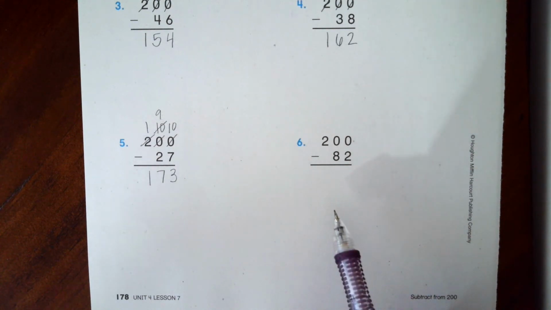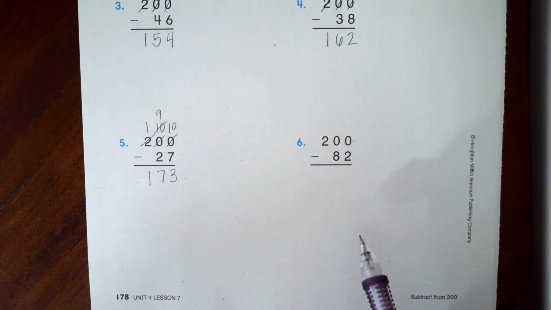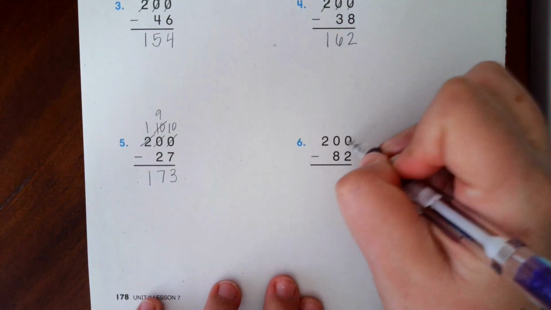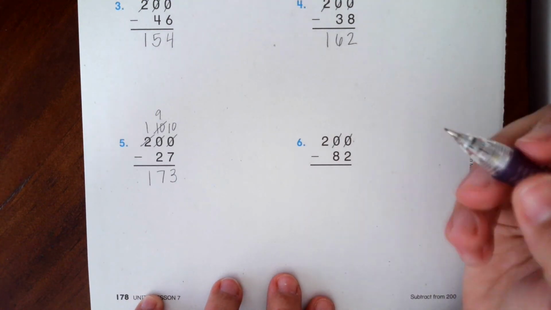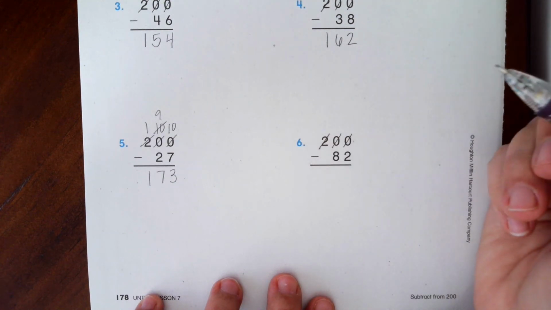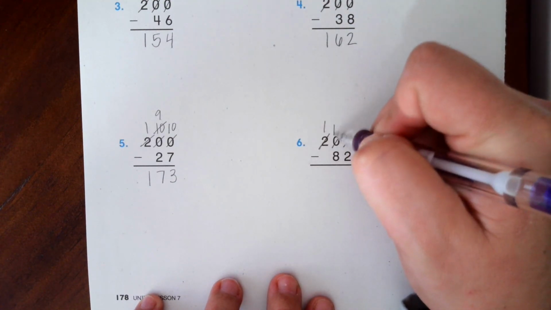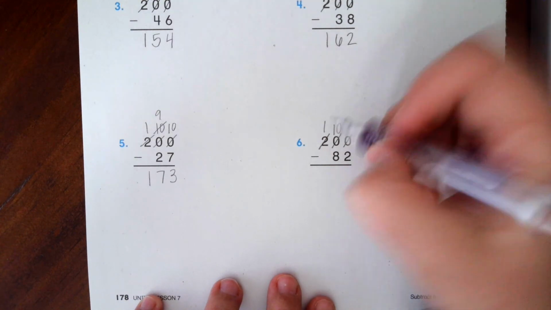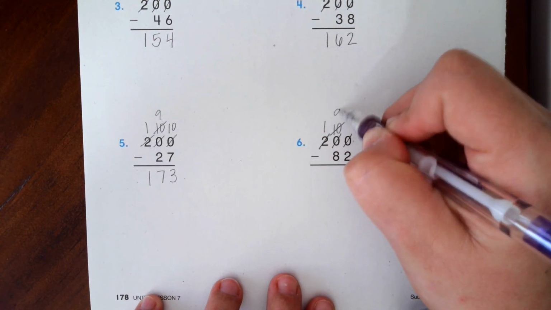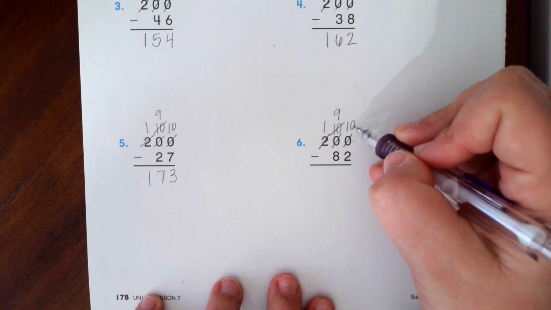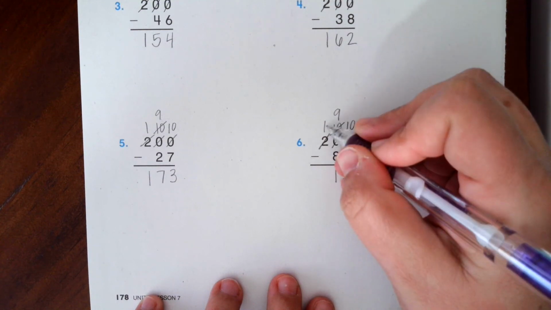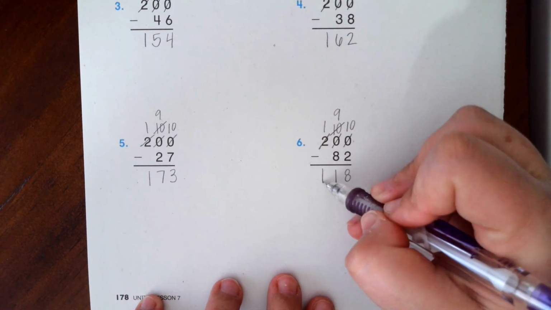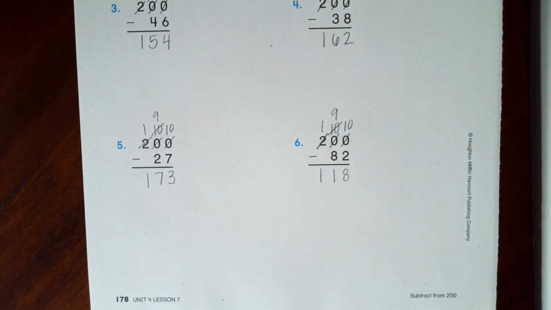All right. Last but not least, number 6. I would like you to pause the video and try this one on your own. All right, let's see how you did. So I can't do 0 minus 2, so I go next door. Whoa, no one's home. Go next door again. Cross off the 2, change it to a 1, and bring back 10. Cross off the 10, change it to a 9, and bring back 10. 10 minus 2 is 8. 9 minus 8 is 1. 1 minus imaginary 0 is 1 for an answer of 118.